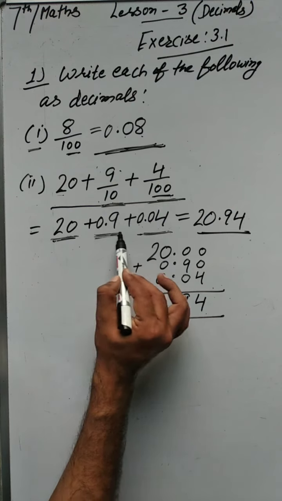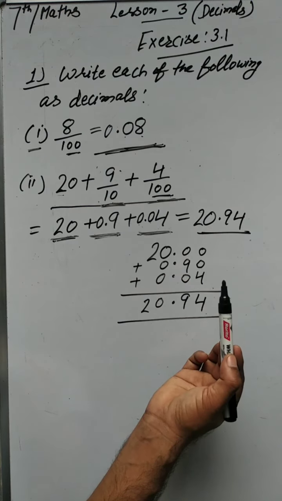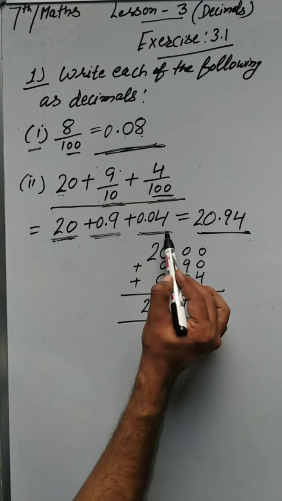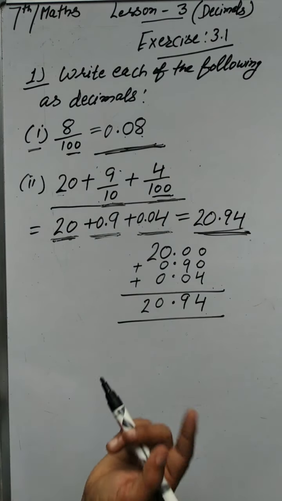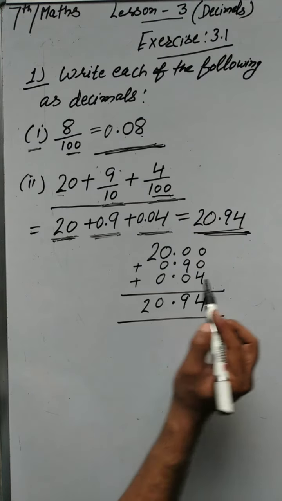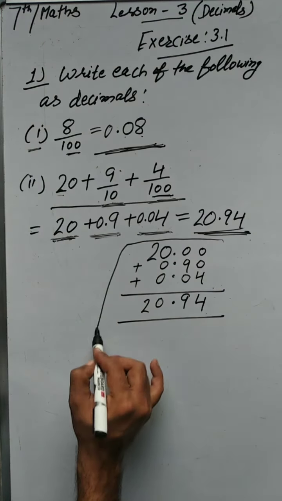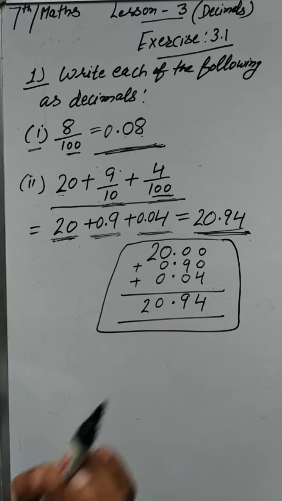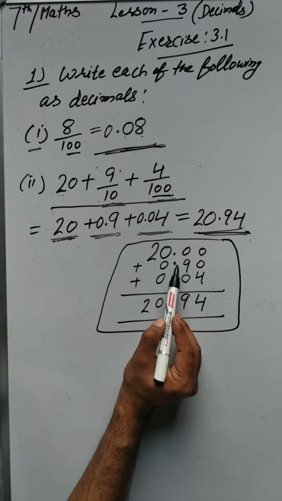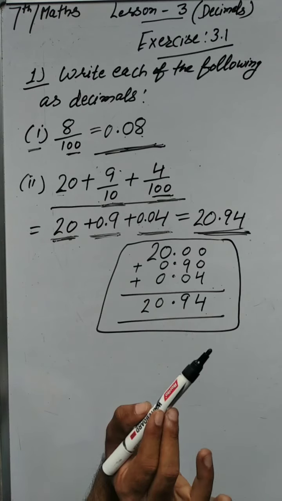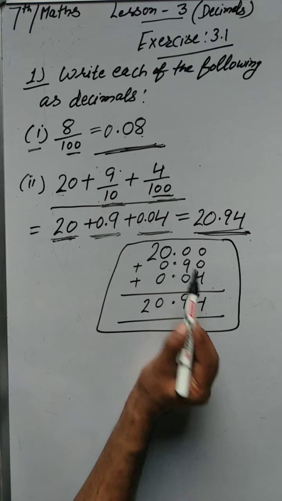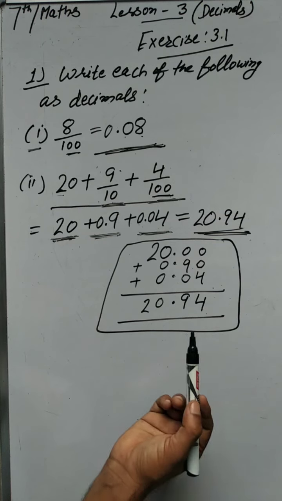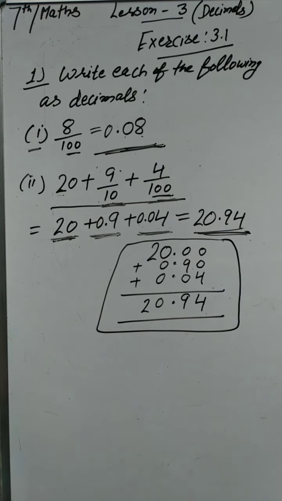Now you know very well how to add the decimals. When you add these decimals, your answer will be 20.94. While adding, whenever you write the numbers, keep in mind the decimal places should be the same. Understood? Firstly place the decimal, then write the number. Understood? Otherwise sometimes you can make mistakes. Clear beta?